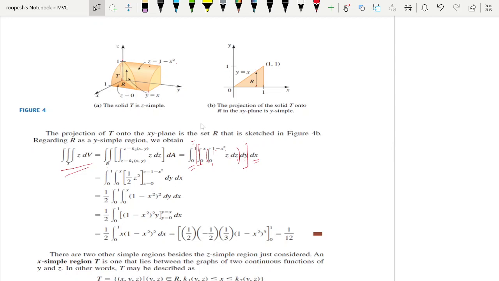So altogether this integral will become the integral from 0 to 1, integral from 0 to x, 1 by 2 z square. We have already done the integration for z square, right? Then z is from 0 to 1 minus x square. Again doing the same thing, we will get the answer as 1 by 12.